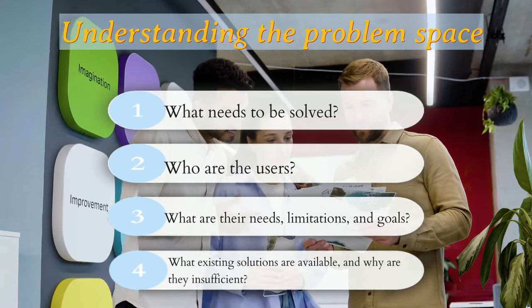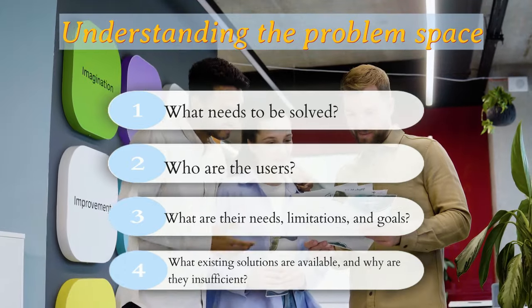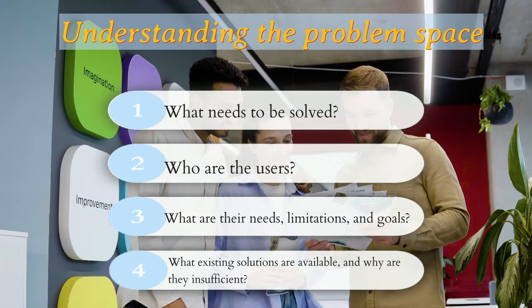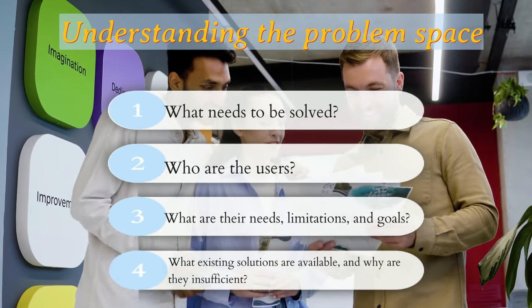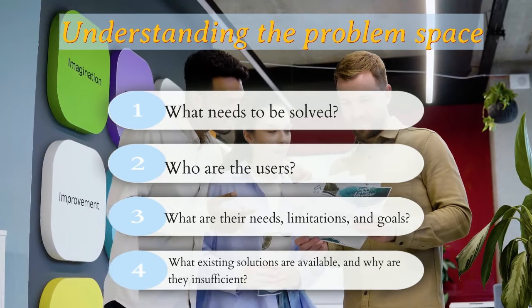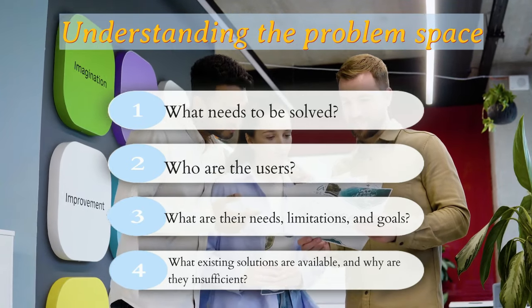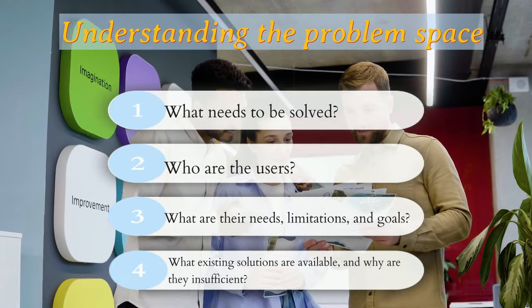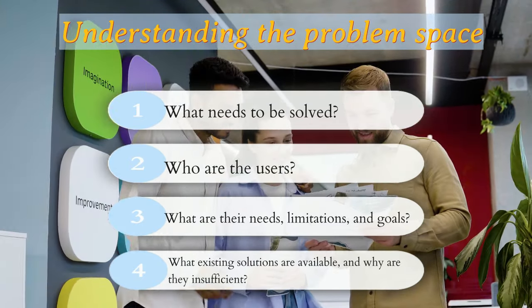3. What are their needs, limitations, and goals? Needs, what features or improvements do users require? Limitations, what challenges or restrictions do they face? Accessibility, technical knowledge. Goals, what do they want to achieve? Example, users need a quick and easy way to input expenses, but they may have limited financial knowledge. Their goal is to save money efficiently.